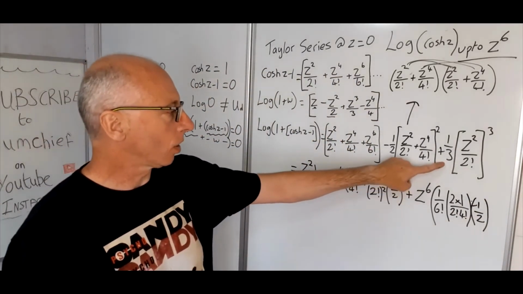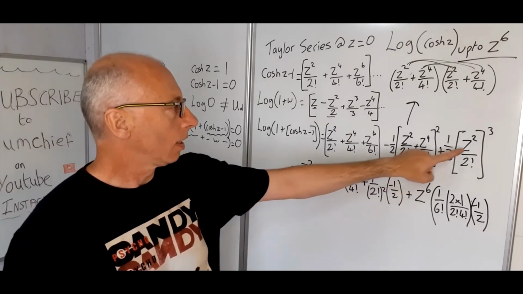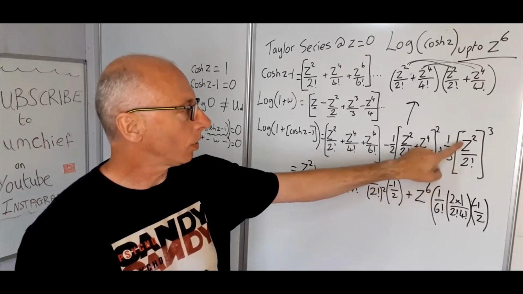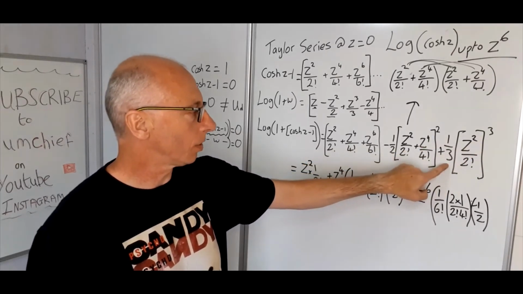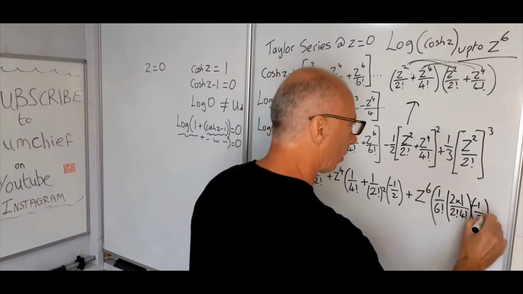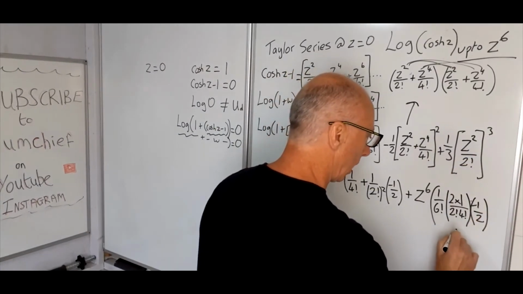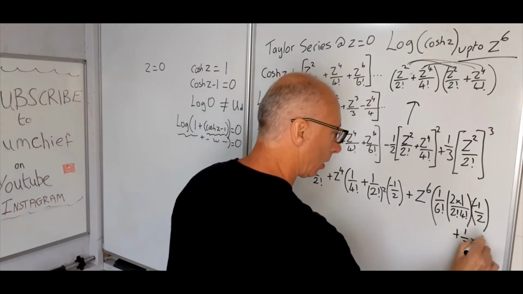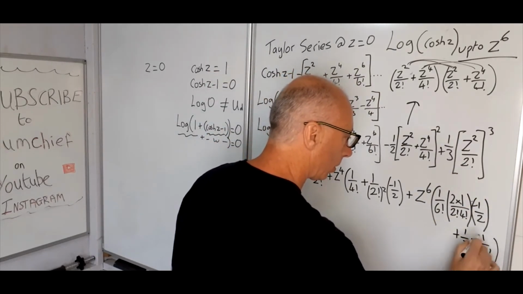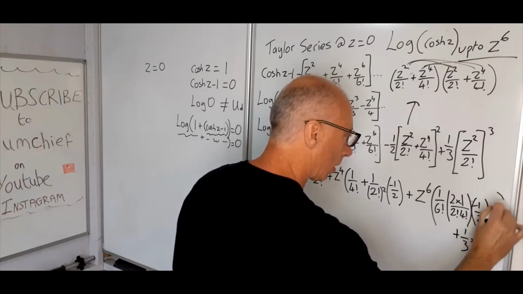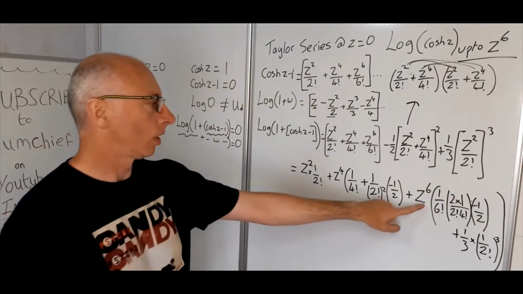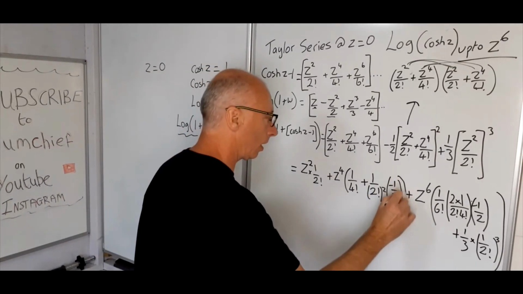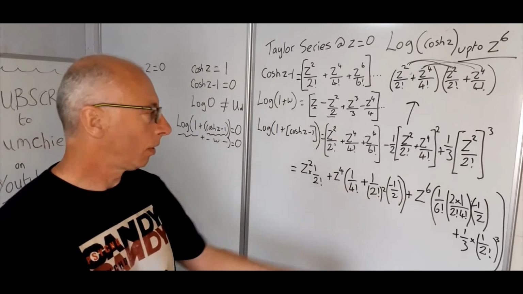Okay, and then there's going to be one more term here. z squared cubed will give us z to the 6. So basically we're going to have 1 over 2 factorial cubed times 1 over 3. So we'll add that on. Let's just write that down here: plus 1 over 3 times 1 over 2 factorial cubed. And then that will end all our z to the 6 terms. So now all we've got to do is calculate all these and simplify it up.